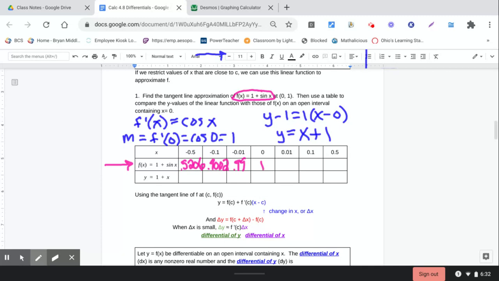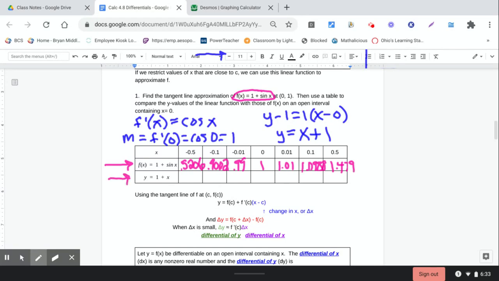If I plug in 0, I get 1. And then 0.01, I get 1.01, and 1.0988. And then 1.479. And again, just use your calculator, plug it in.